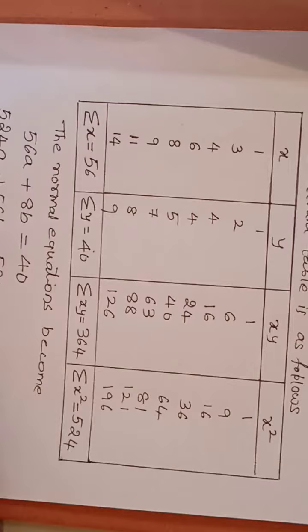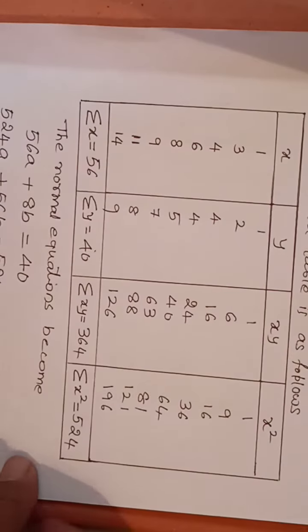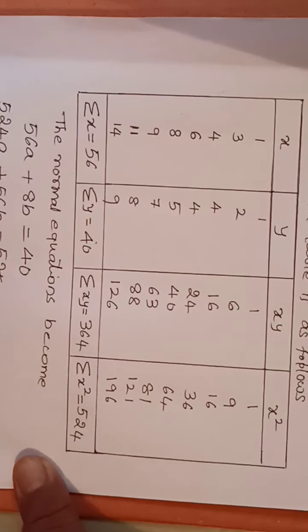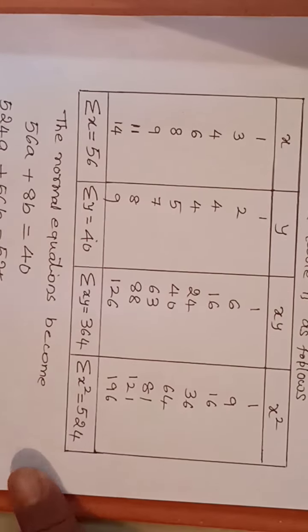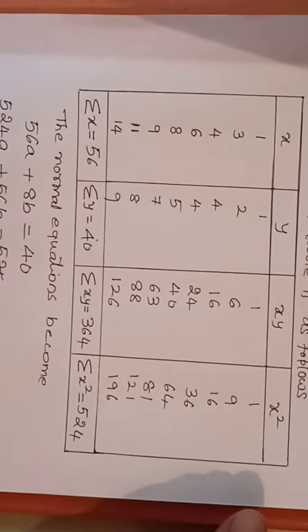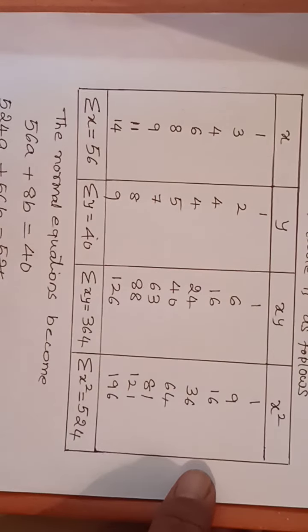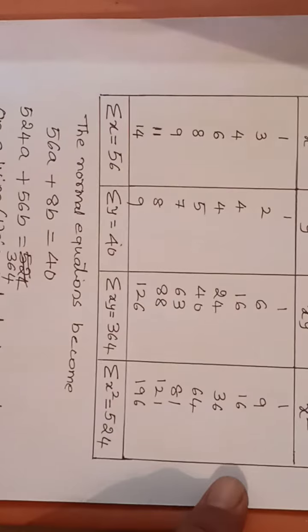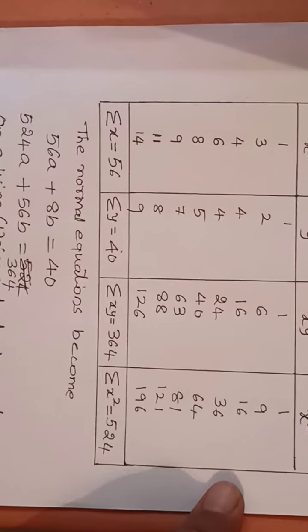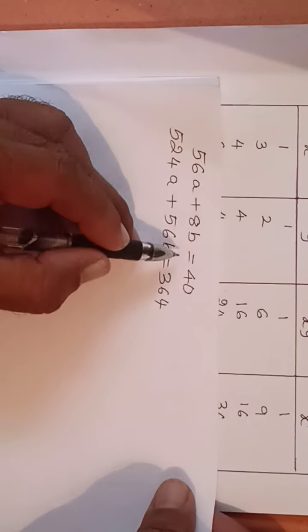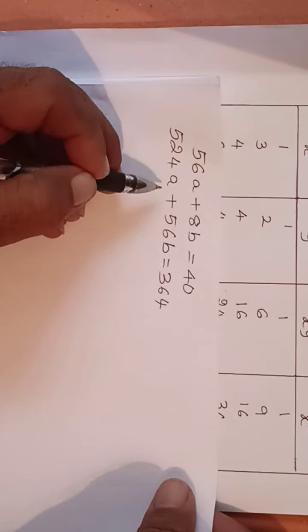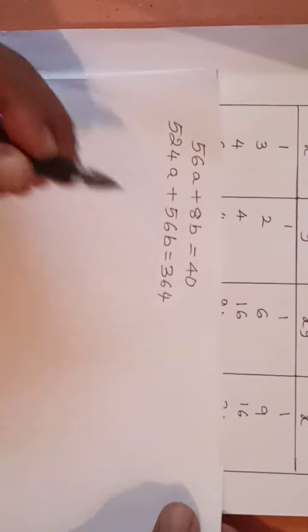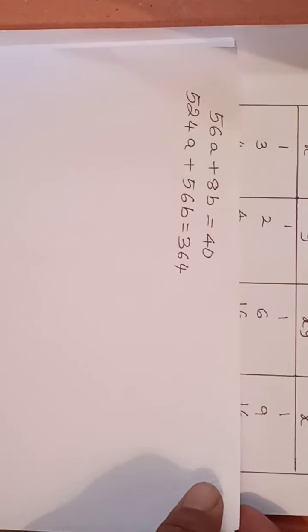Next, summation of xy is here. Summation of xy is how much? It is 364. On solving using calculator, we have 56a plus 8b is equal to 40, and 524a plus 56b is equal to 364.